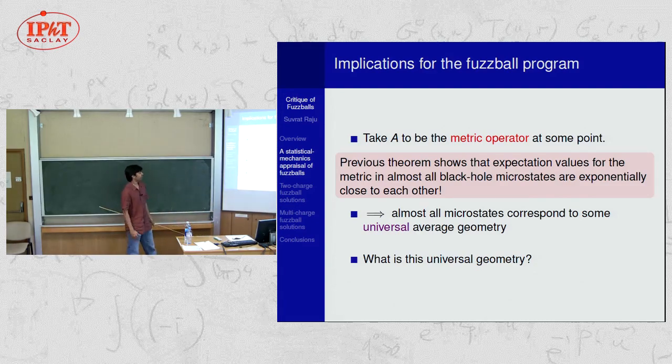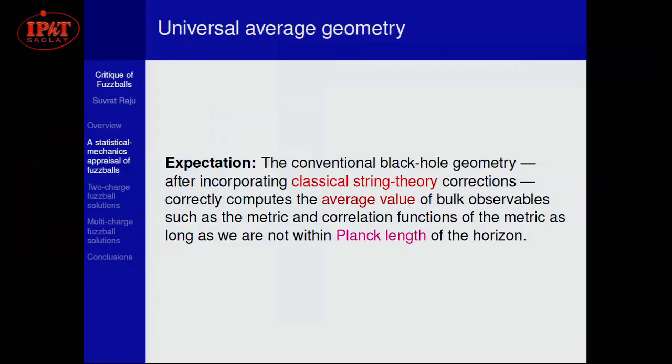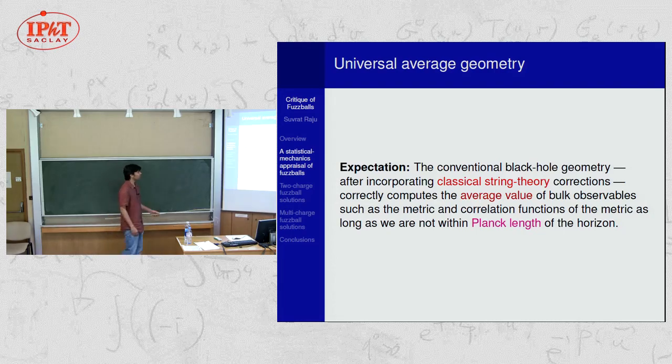Now the question is, what is this universal geometry that represents most typical microstates? I'm going to make a physical assumption here, which I think is non-controversial, but we can discuss it if there are questions. The conventional black hole geometry, after incorporating classical string theory corrections, correctly computes the average value of bulk observables, including the metric or correlation functions of the metric. That's because correlation functions of the metric can be thought of as a product of the expectation values of two metric operators, for which the previous theorem also applies. And I'm going to make another allowance, which is that I'm not going to demand this once we are within a Planck length of the horizon.